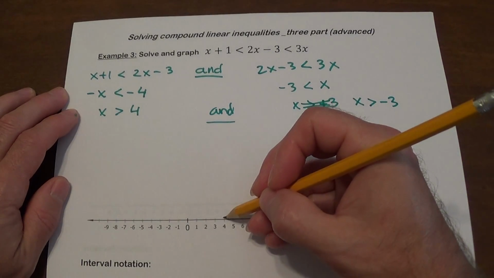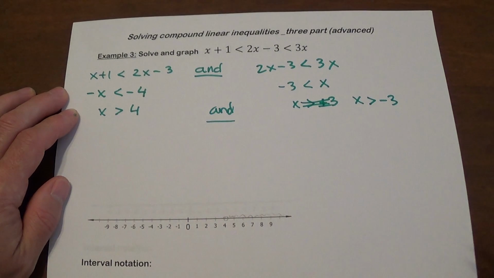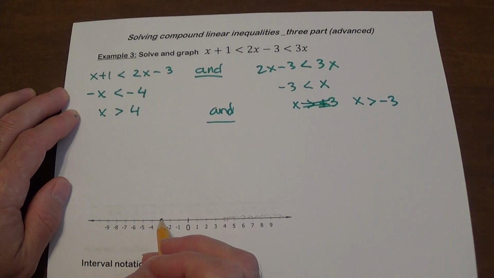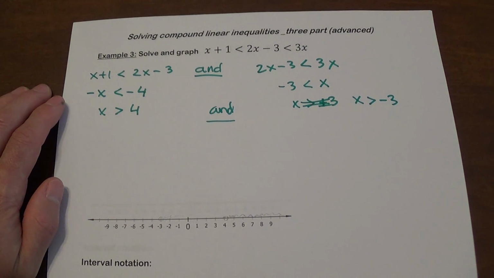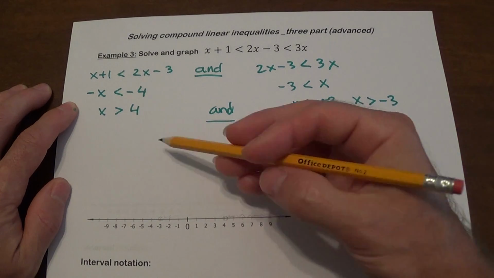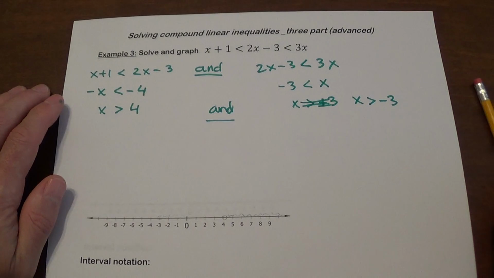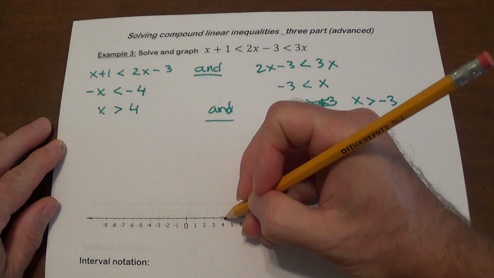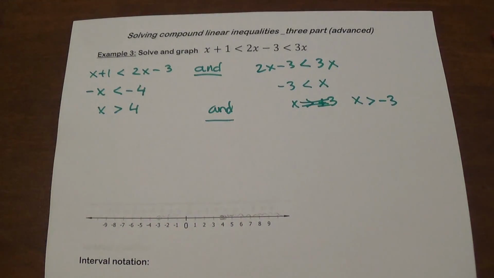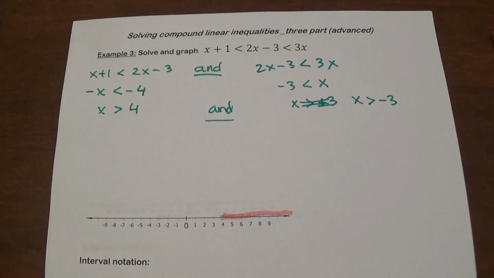So 4 is here. Greater than 4 would be going to the right. Negative 3 is here, going also to the right. I want to remind you, with AND, you're required to have some sort of an overlap. So the overlap for these two inequalities will be from 4 and up. So our final solution here will be from 4, going to the open at 4 going to the right.